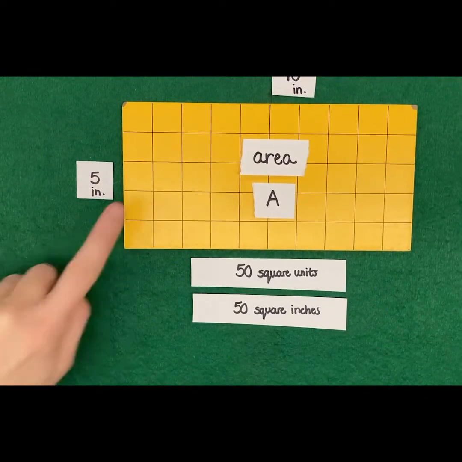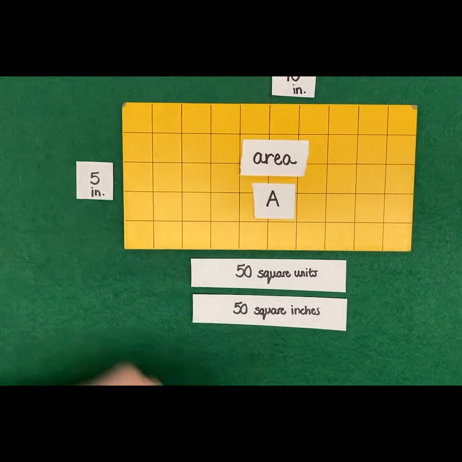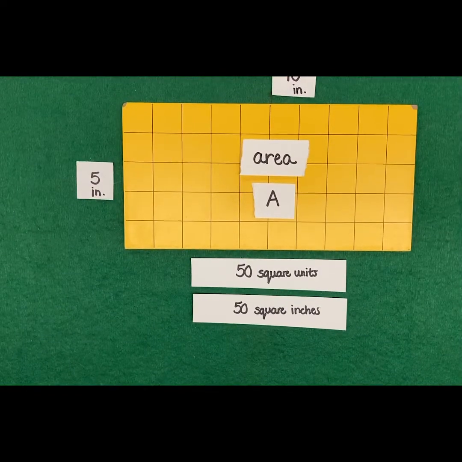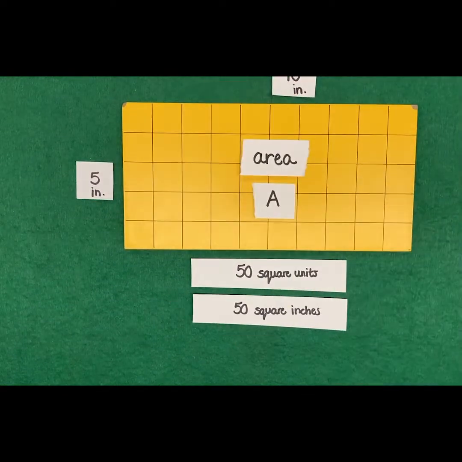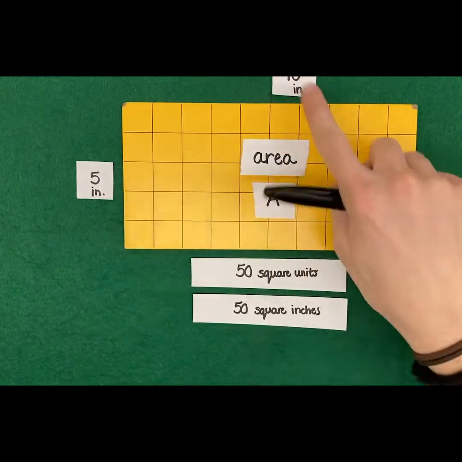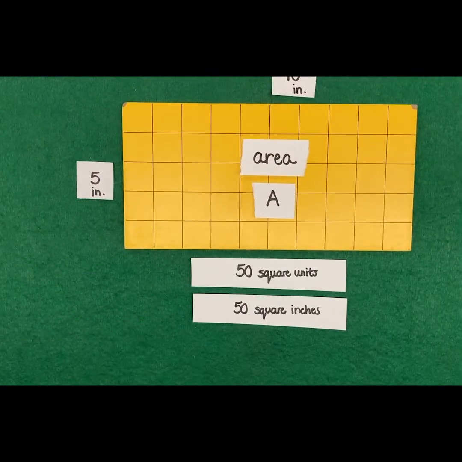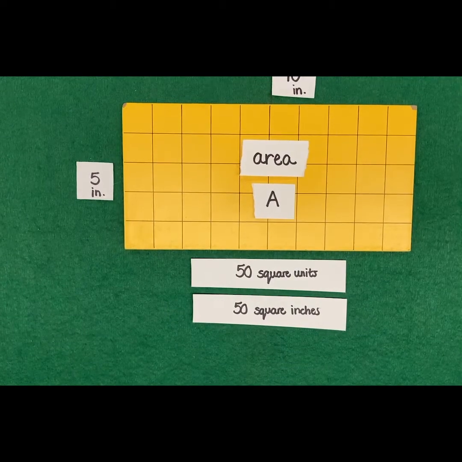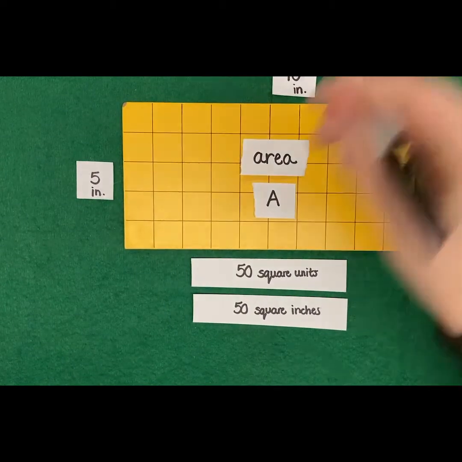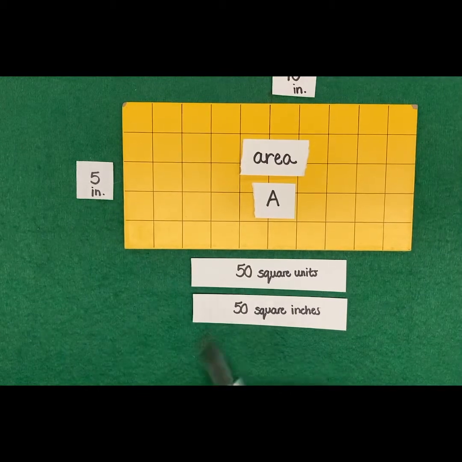So I have a 5 by 10 inch square, or a 10 inch by 5, not square, I'm sorry, a 5 inch by 10 inch rectangle and a 10 inch by 5 inch rectangle. Do you see any connections between 10, 5, and 50?